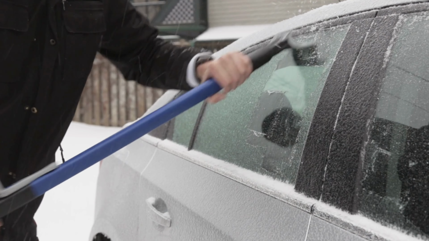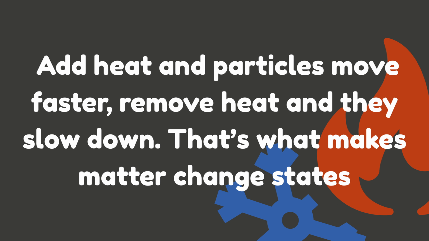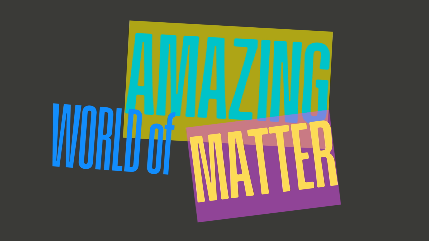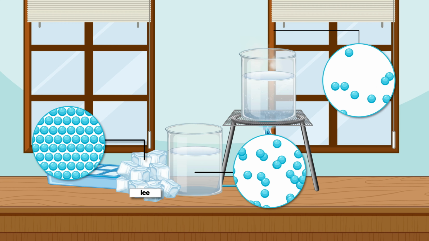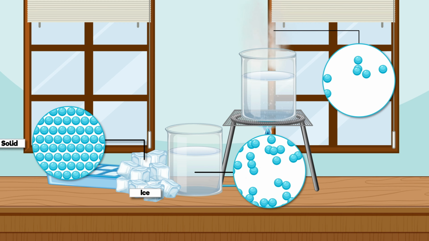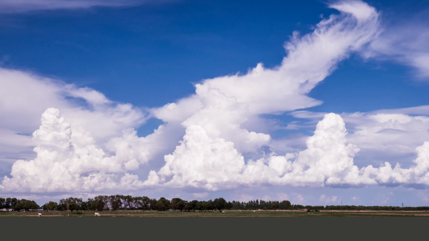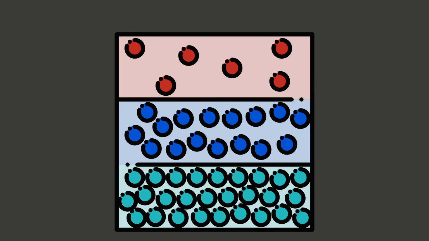So remember, it's all about the energy. Add heat and particles move faster, remove heat, and they slow down. That's what makes matter change states. And that's the amazing world of matter. Solids, liquids, and gases, and how they can change from one to another just by adding or removing heat. Pretty cool, right? Next time you see ice melting, water boiling, or clouds forming in the sky, you'll know exactly what's happening at the particle level.